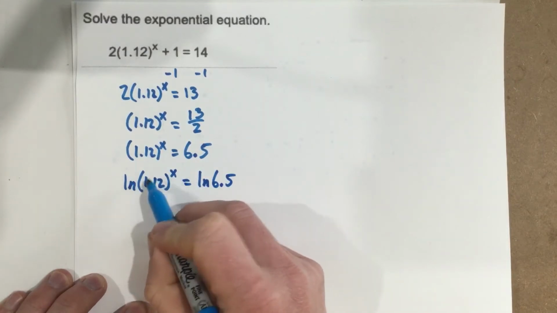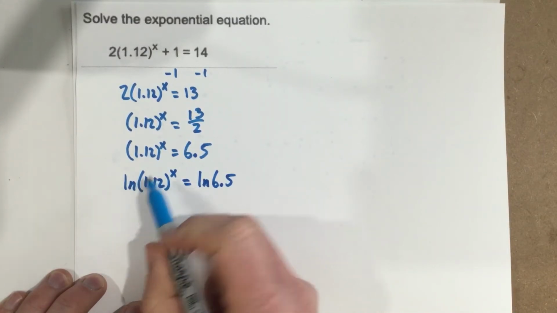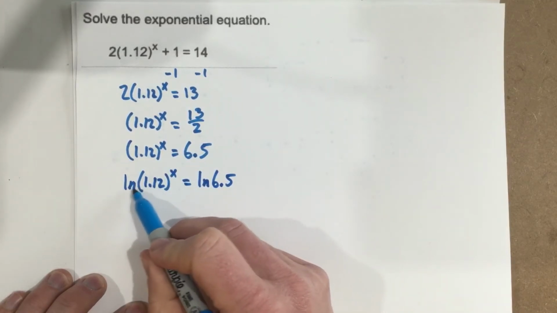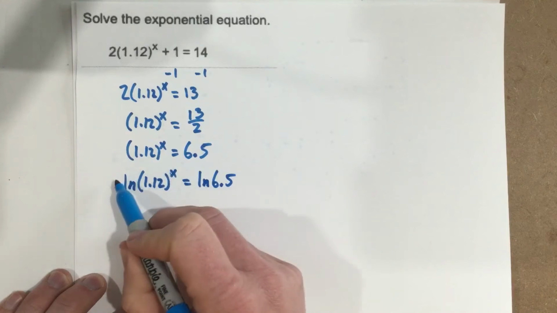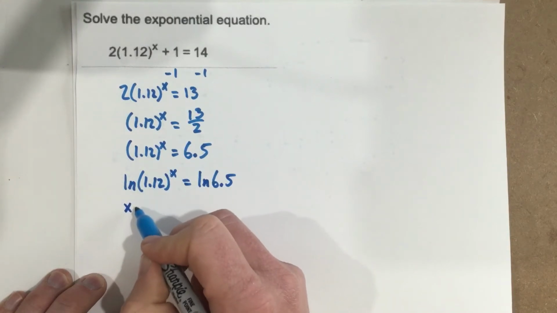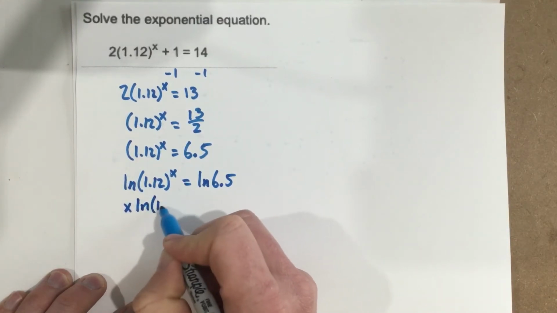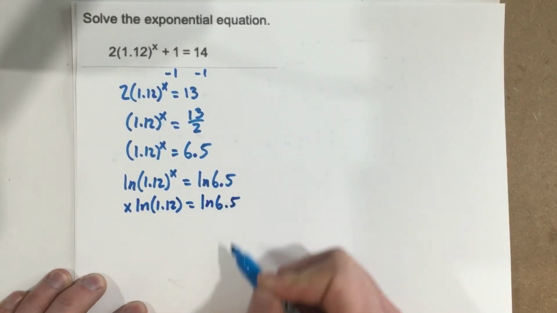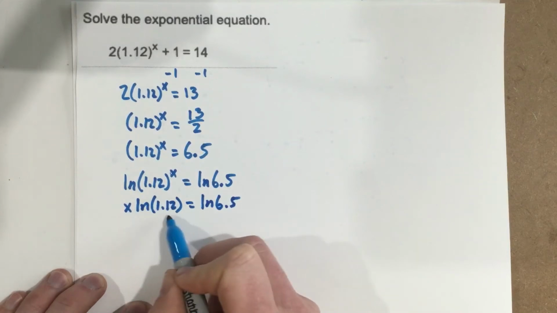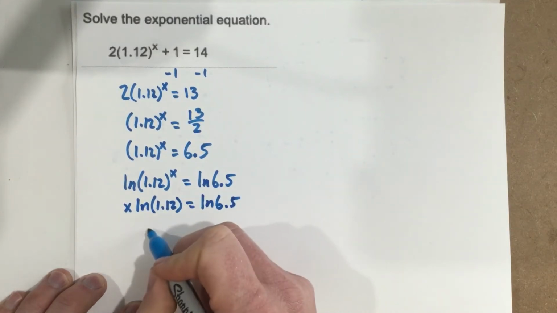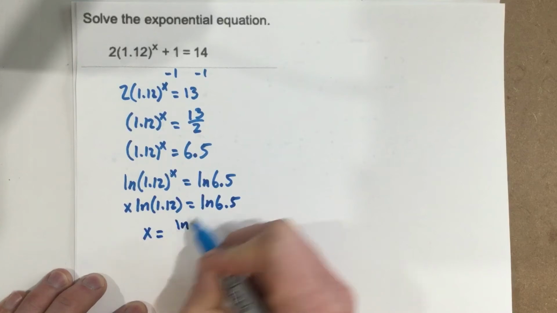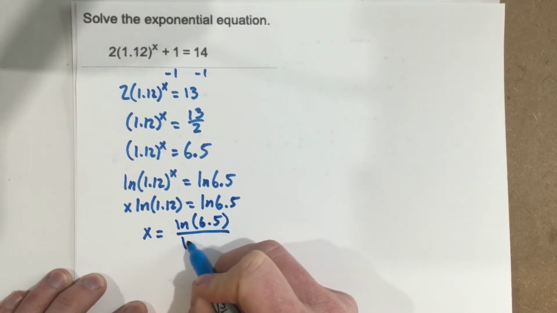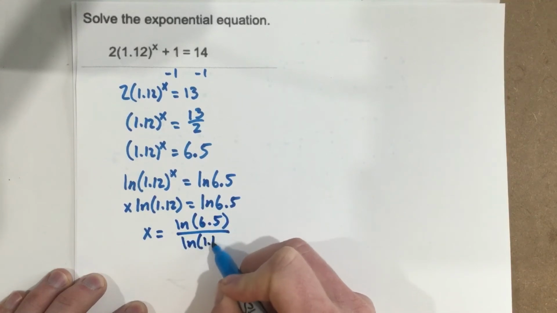We've got to use one of our log properties now when we take the natural log of the left side. One of the log properties says if we have an exponent for the natural log function, the exponent can come to the front. So we're going to put x in front, x natural log 1.12 equals natural log 6.5. Now we can divide by natural log 1.12, and we end up with x equals natural log of 6.5 divided by natural log of 1.12.